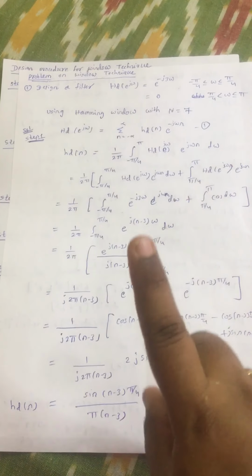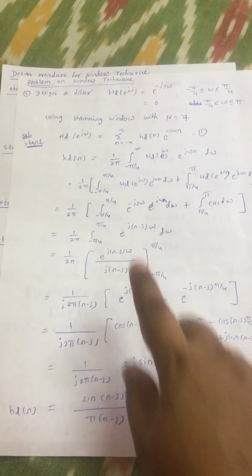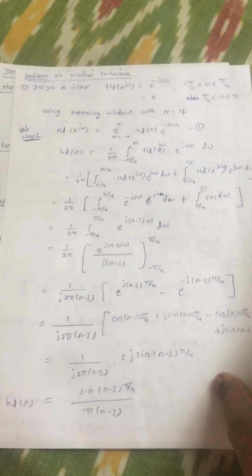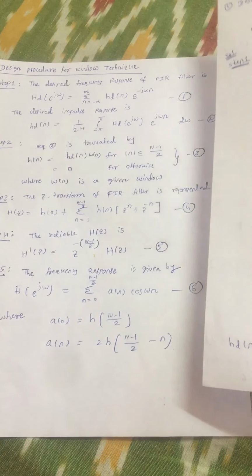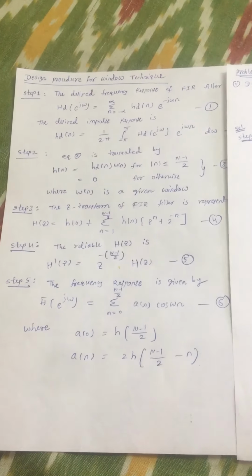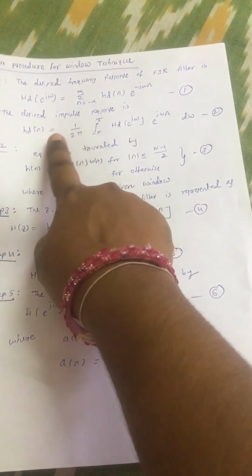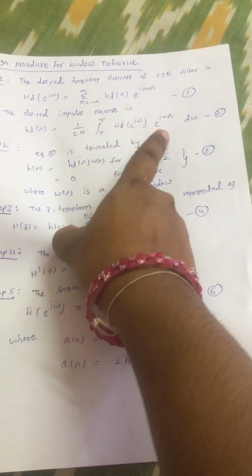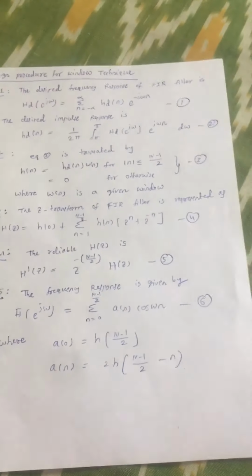For any window you have to follow these steps only. Only one difference: instead of w(n), we use the Hamming window equation. If it is a rectangular window, you have to use the rectangular window equation. You have to use whichever equation they mention in the problem. First see step 1. What is step 1 here? hD(n) = 1/2π times the integral from -π to π of HD(e^jω) e^(jωn) dω.